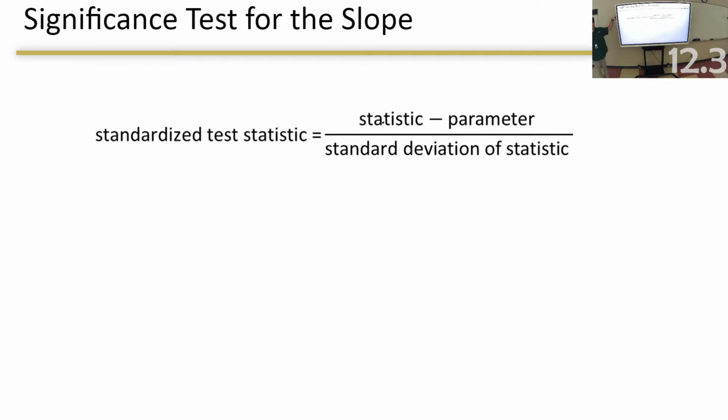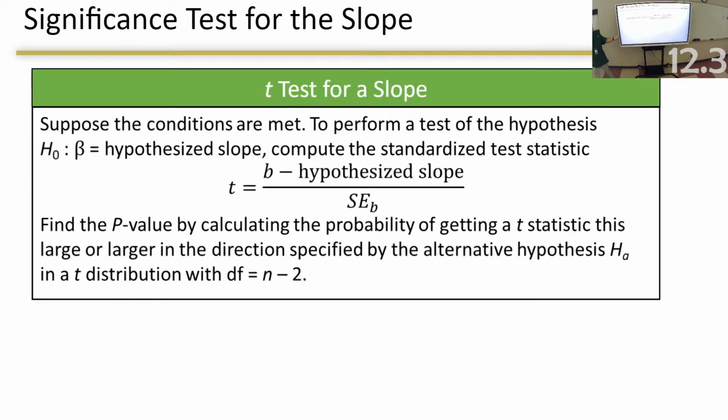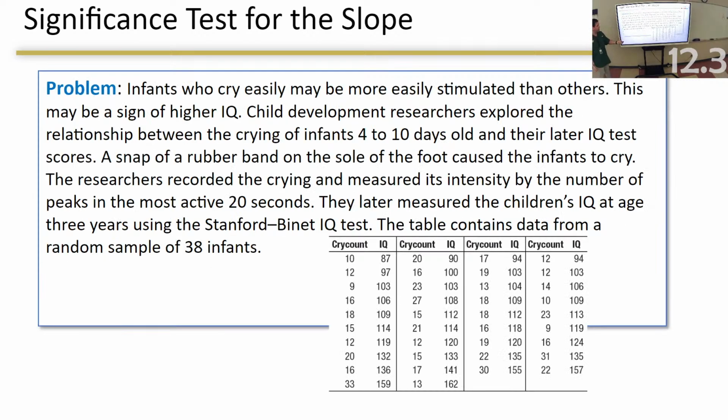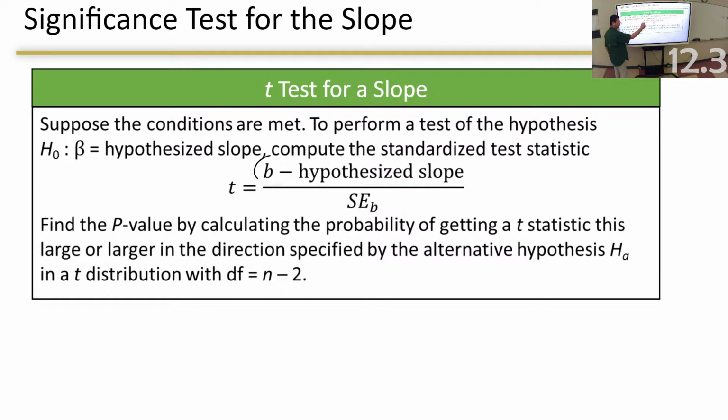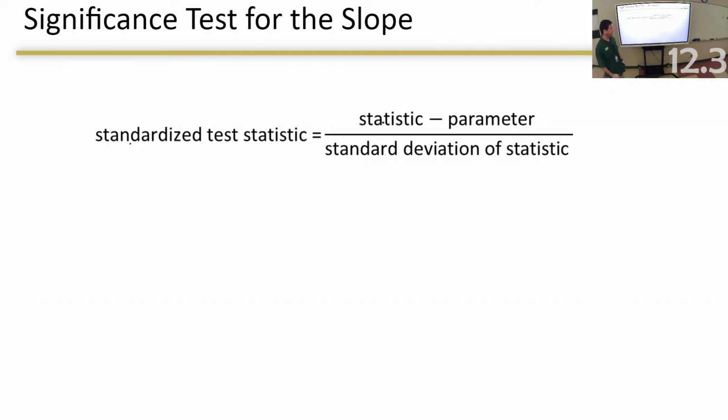Significance test for the slope. These are really easy because this is the t value that they give you, and they give you the p value. So that's already given to you, right? You know it's the slope. You need to know the H0 and the Ha.